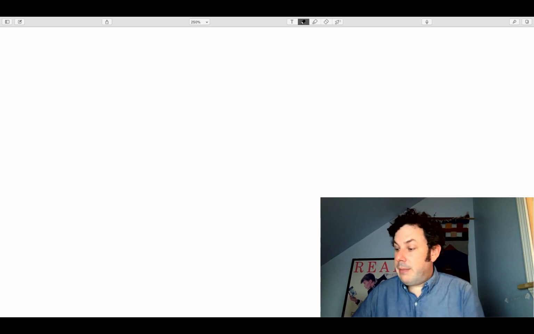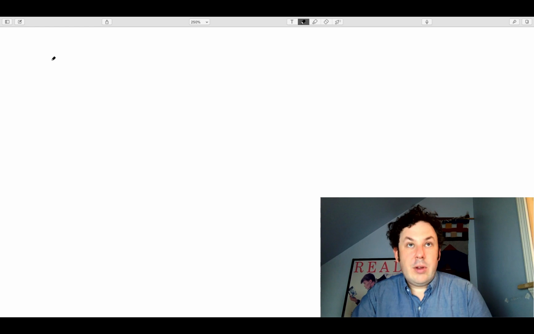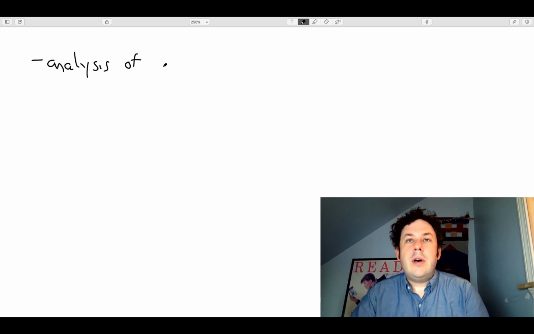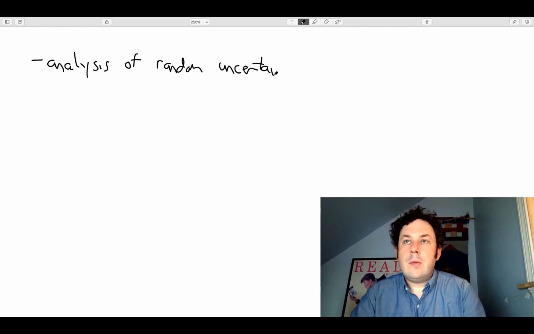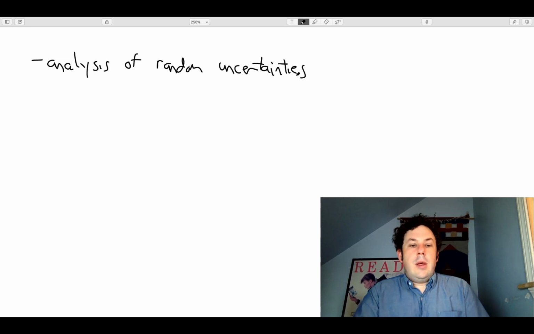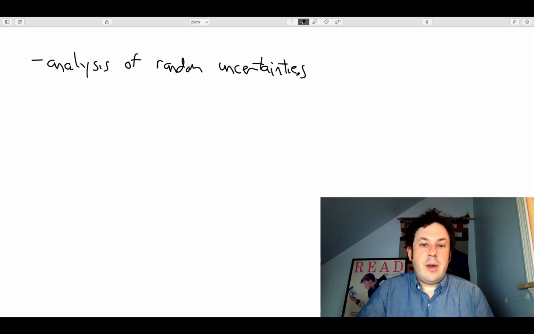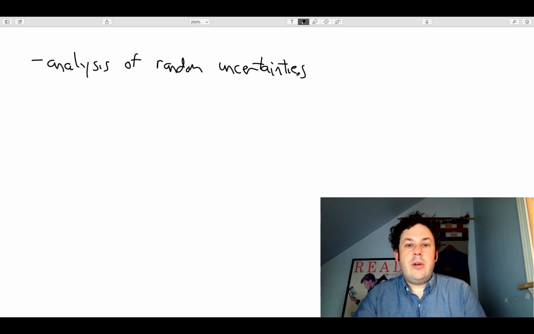So the first thing we're going to talk about, and really what we're doing here, is the analysis of random uncertainties. And if your uncertainties are not random, so if you have systematic uncertainties in your system, all of this doesn't apply. This also only applies for something called normally distributed data, and so we'll talk more about that later.